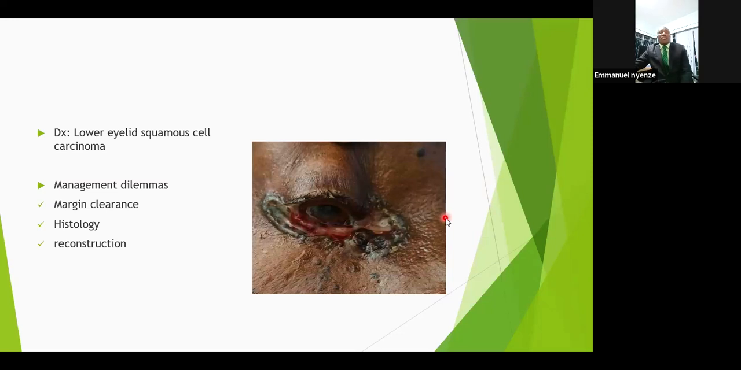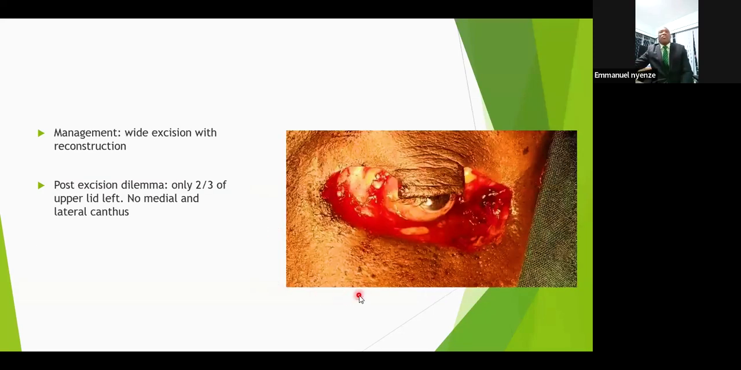But now that brings us an even bigger challenge, because if you want to excise and reconstruct without histology, then it means you have to really get a huge margin beyond the lesion. That means that your defect is going to be much larger than if you had the advantage of histology. So this is what we did. We did a very wide excision of the lesion, way beyond the lesion itself. And this is what we are left with of the upper lid. It is just 2/3 of the lid that we are left with.